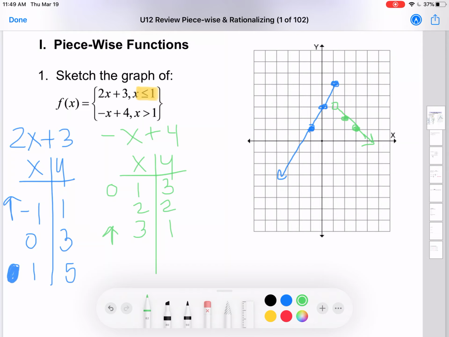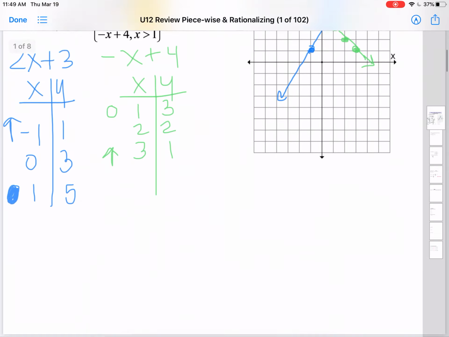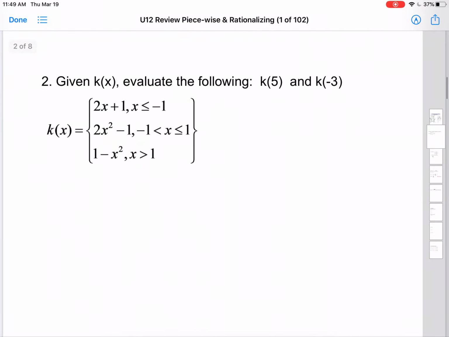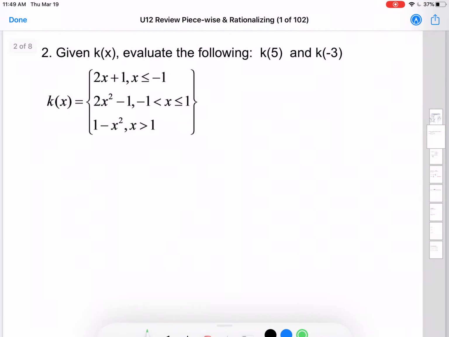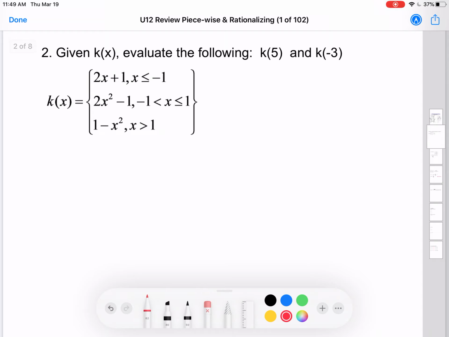Okay, a little review there. Okay, moving on. What if I want you to evaluate a piecewise function? You just have to find the correct domain to put it into. So if I want to find k of 5, which domain does k of 5 fall into?